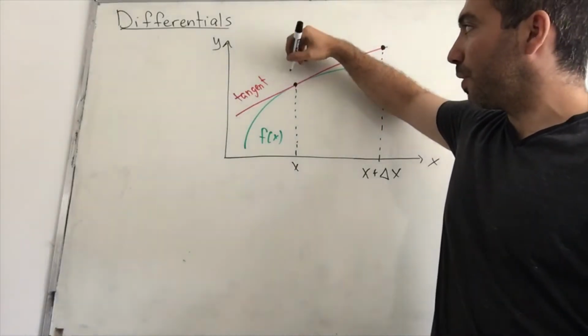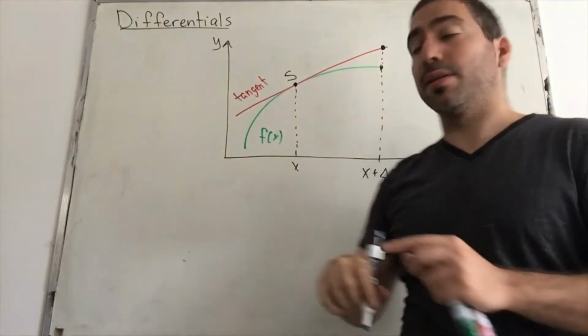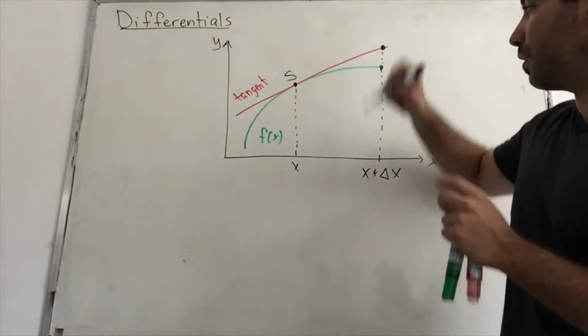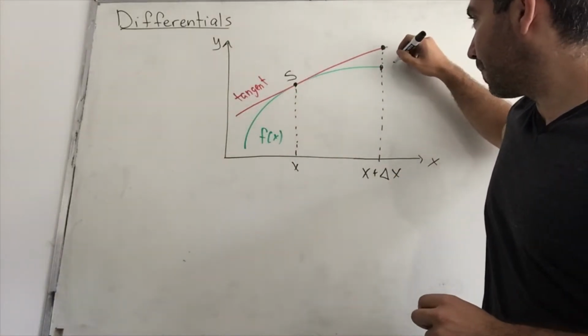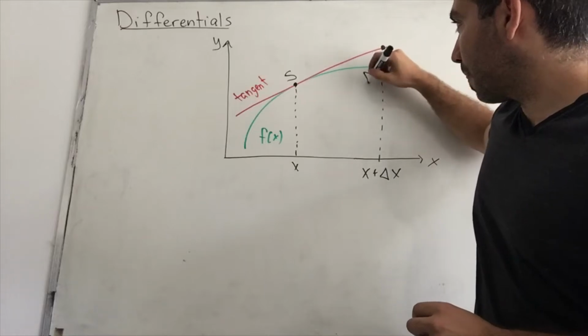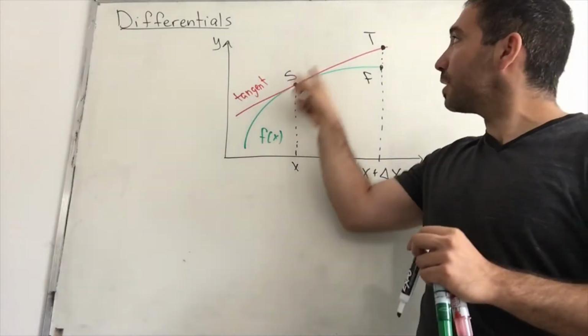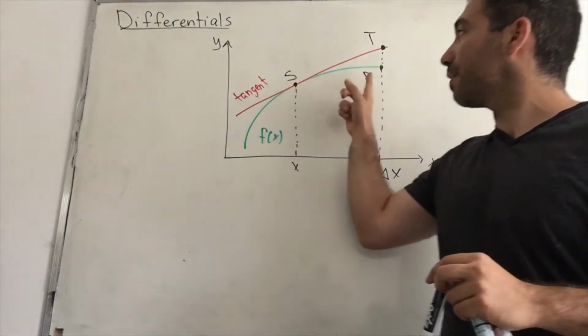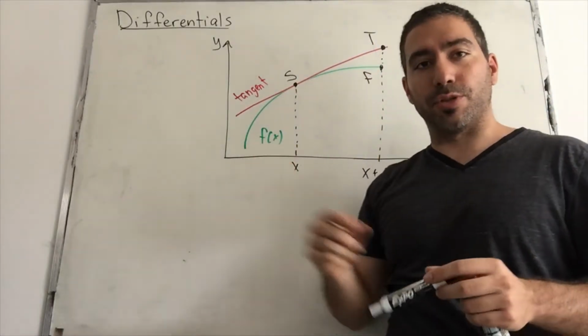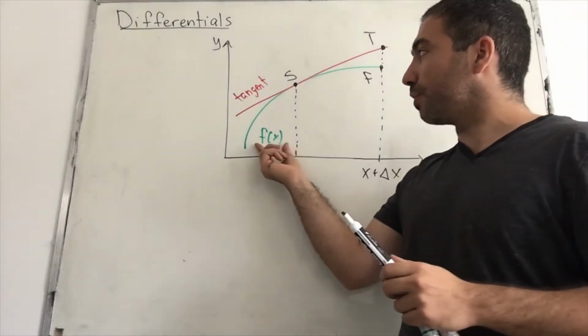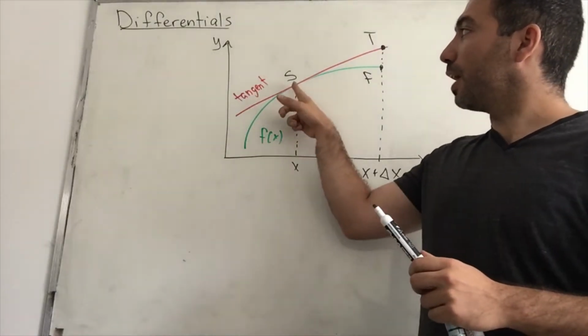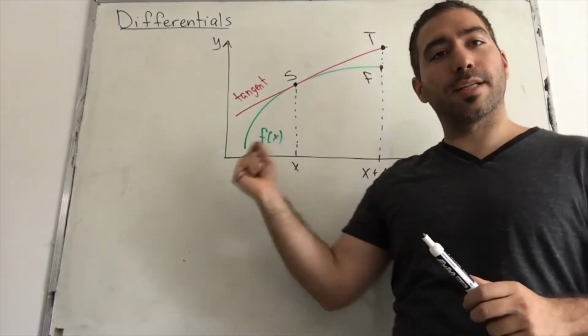Let's call this point here S as the starting point, and let's call this point here F, and the point on top, let's call it T for tangent. So notice that S and T are on the tangent line and S and F are on the function f of x, the original function. So let's focus on the original function. What's the difference between S and F on the x-axis?